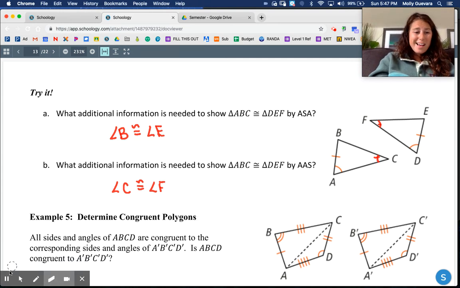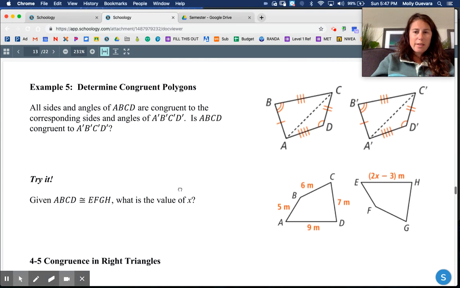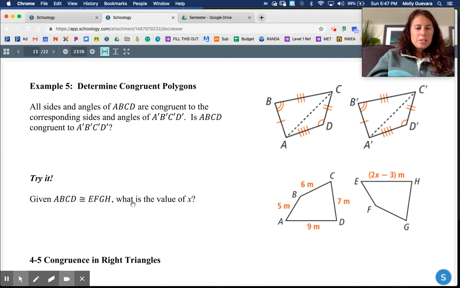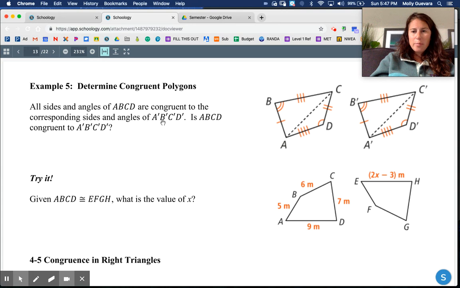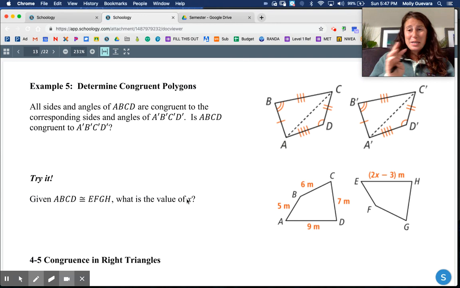We are on the last example where we're going to take all of this stuff that we've looked at and put it together into one. Example 5 says, determine congruent polygons. So it says all sides and angles of ABCD are congruent to the corresponding sides and angles of A prime, B prime, C prime, D prime. Is ABCD congruent to A prime, B prime, C prime, D prime? So I don't know, are they congruent? Well, hopefully just by thinking about it, if all the angles are the same and all the sides are the same, they're probably congruent, right?